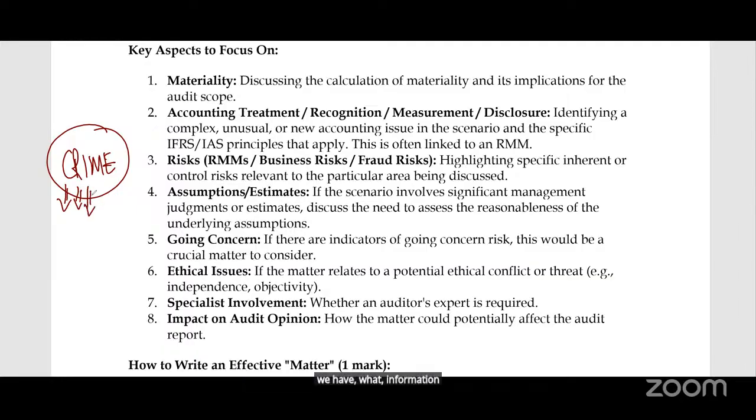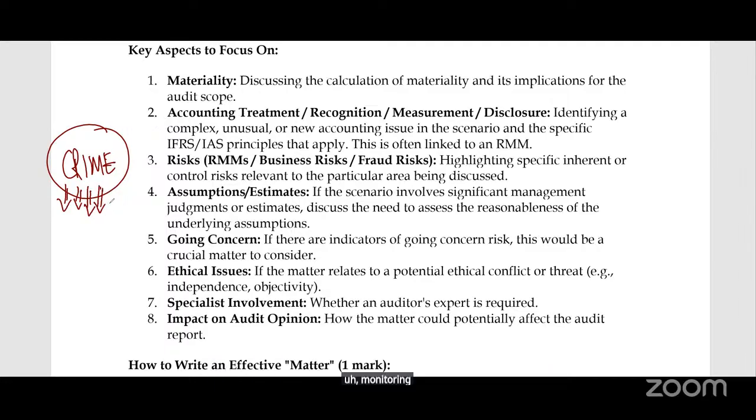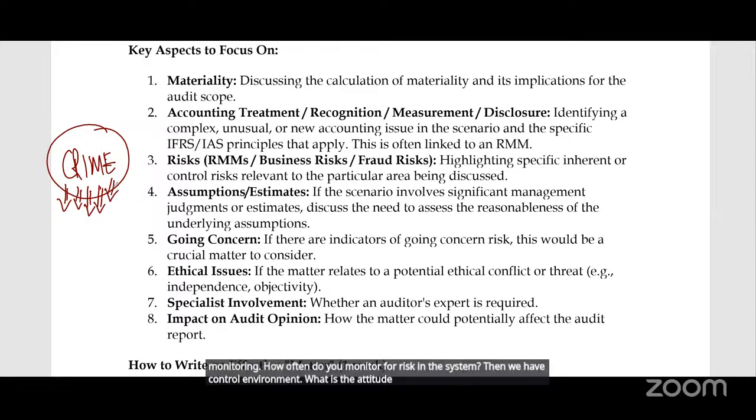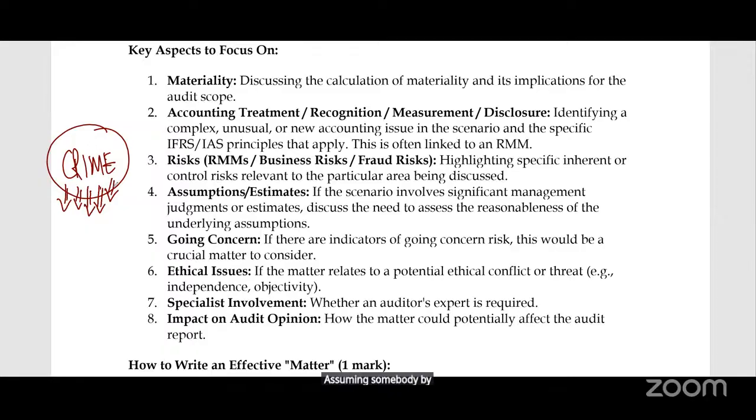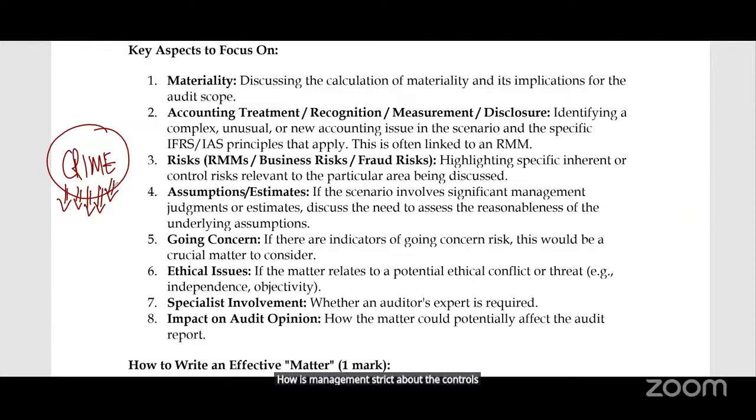How does information flow within the organization? If these things are done well, you won't have control risk, right? Monitoring. How often do you monitor for risk in the system? Then we have control environment. What is the attitude of management? Assuming somebody bypasses a control, is it punished? If somebody doesn't clock in today and he sends his friend to clock in, is it possible? How strict is management about the controls in the organization? So when these things are high, control risks are low. When these things are low, control risk will be high. Does it make sense?